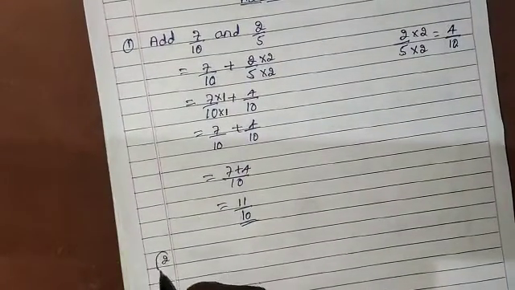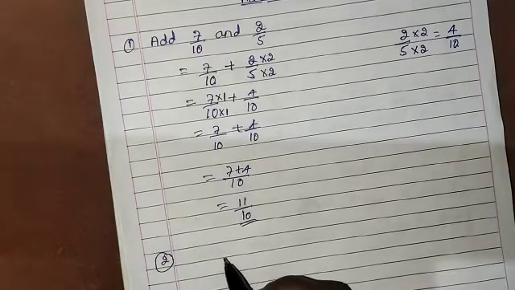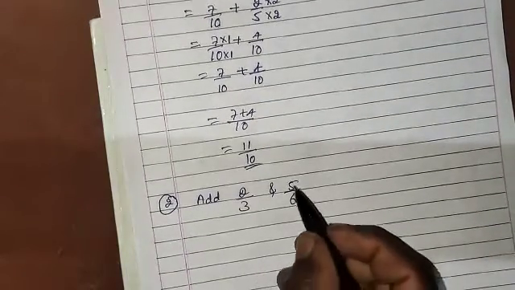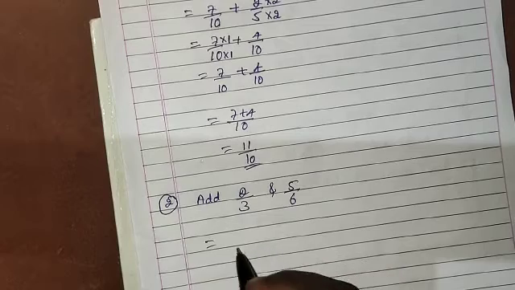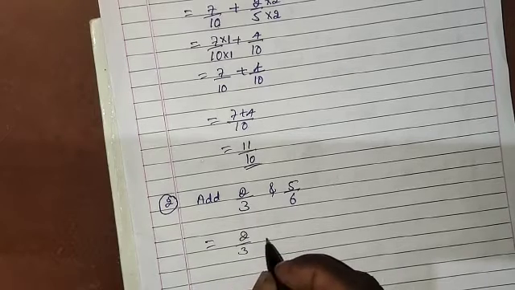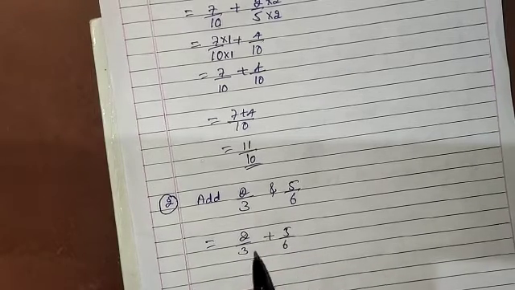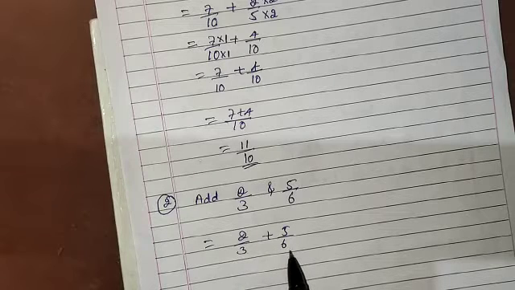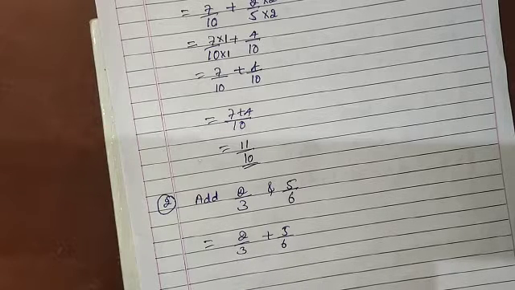Let's see the second problem. We have to add 2 by 3 and 5 by 6. Now how do we add? Let's see: 2 by 3 plus 5 by 6. Here the denominator is 3, and here it is 6. Both are different, so we have to convert these fractions into like fractions.